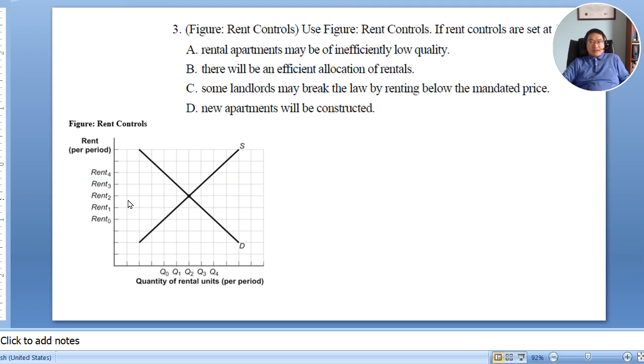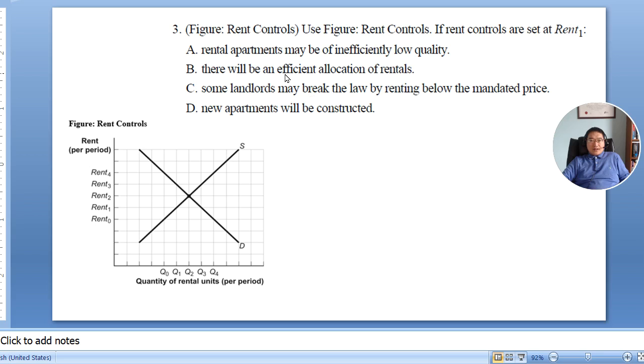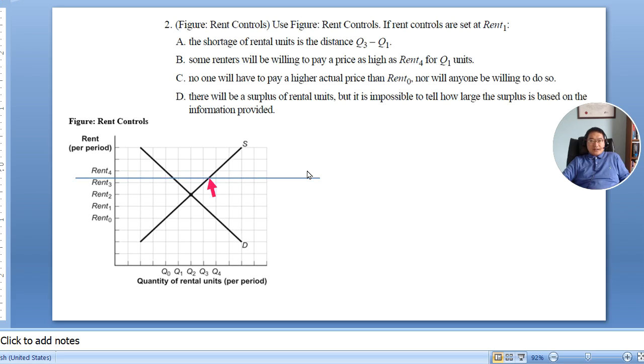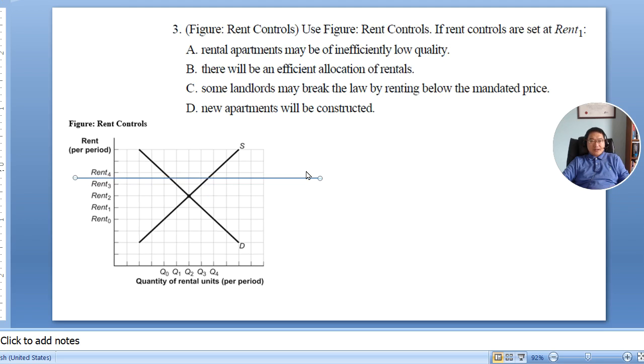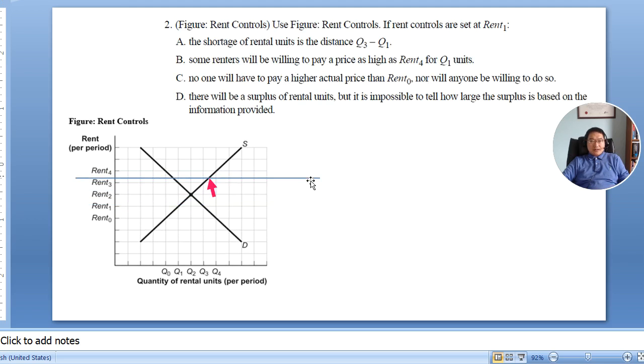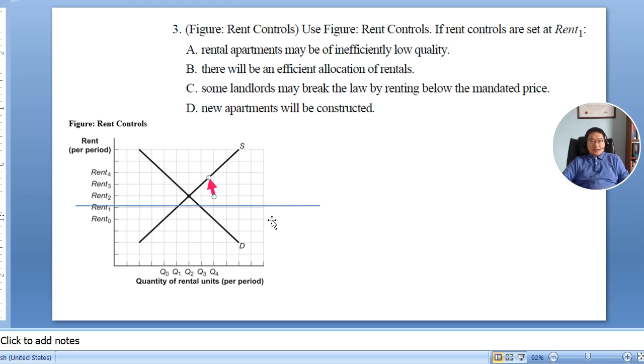Now let's look at question 3. Look at this picture again. In this picture, if rent controls are set at rent 1, okay, let's see, rent 1 again. I'm borrowing this one. Make it rent 1 again, and let's think about this. What's gonna happen, right? The idea is what's gonna happen.